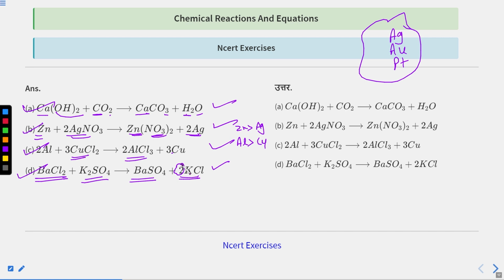So this is all about this particular class. After this class we will go to the next class, and we will discuss the next NCERT exercise questions.